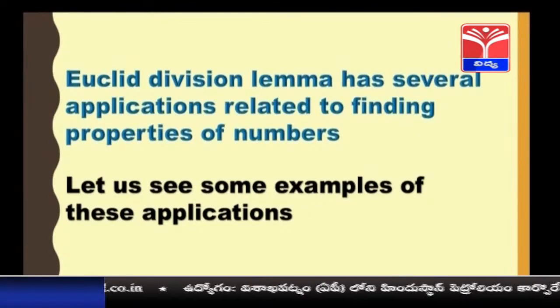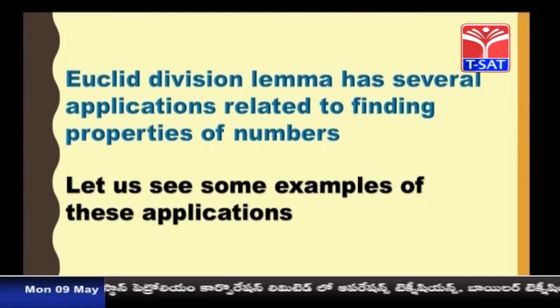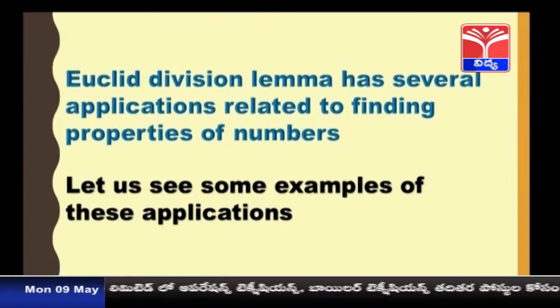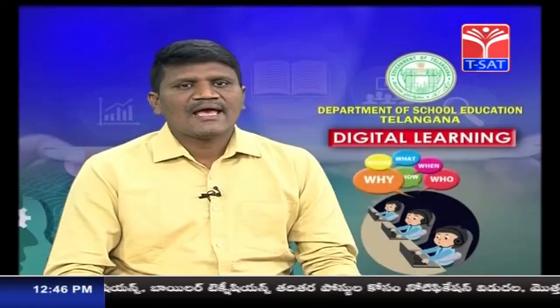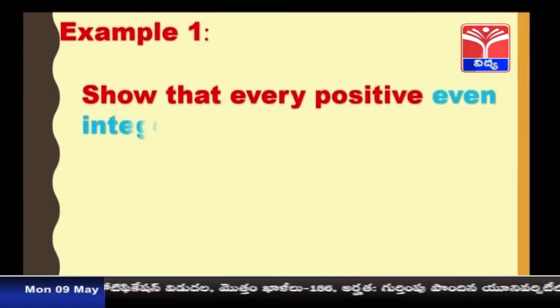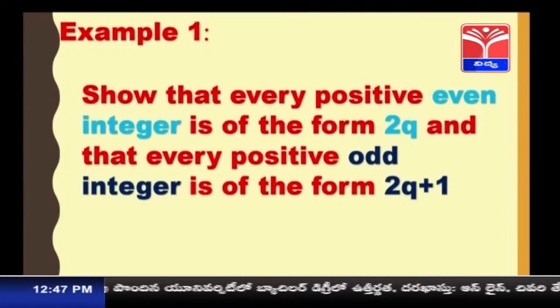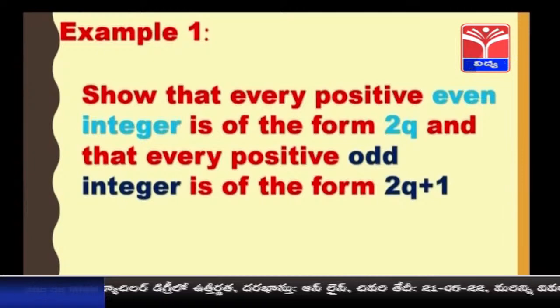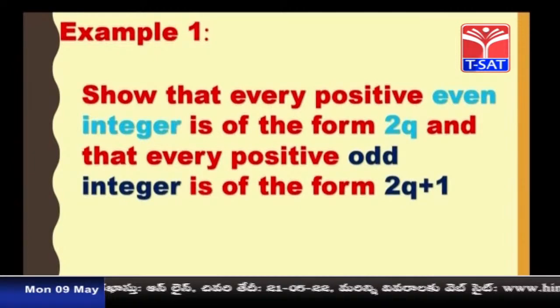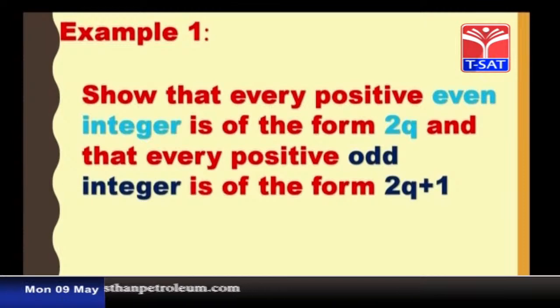Euclid's division lemma has several applications related to finding properties of numbers. Let us see some examples of these. The first example is example 1. Show that every positive even integer is of the form 2q, and that every positive odd integer is of the form 2q plus 1.